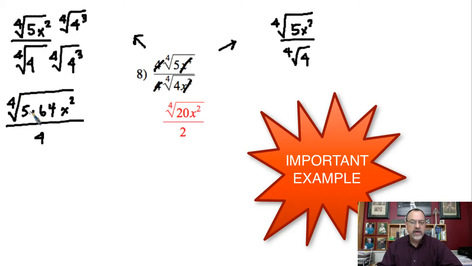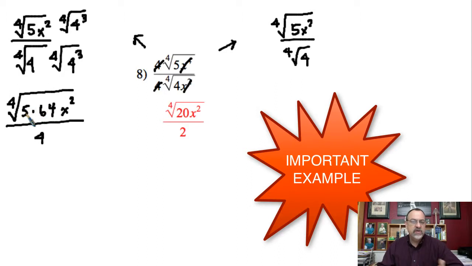Now I could multiply the 5 times the 64 and get 320 and do my prime factorization. But I don't want to do that because if I multiply and get 320 and then I just divide it out, I'm going to end up back here where I started. So I'm going to simply prime factor each one of these.